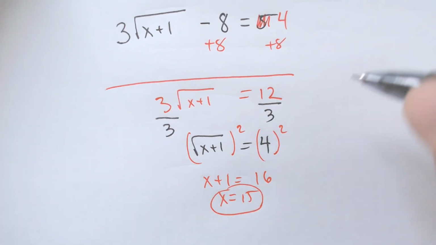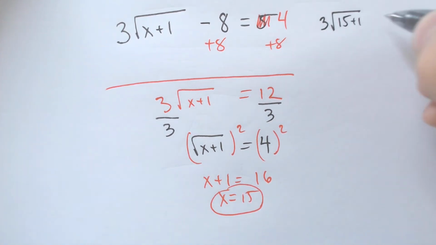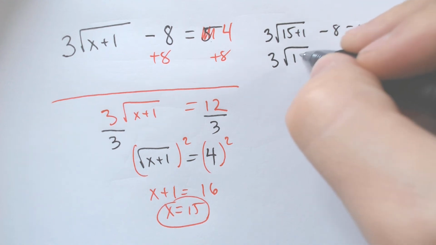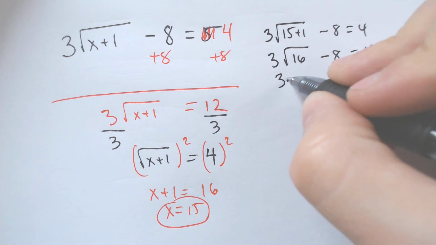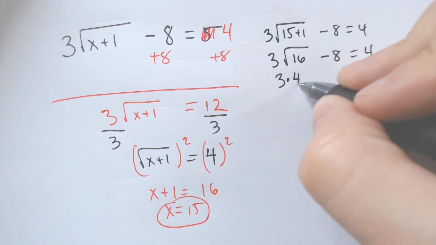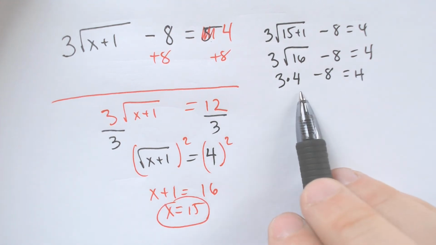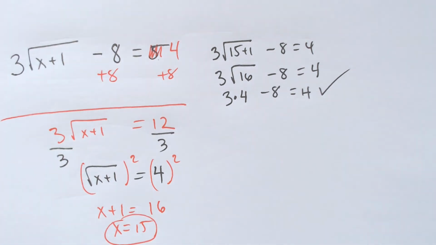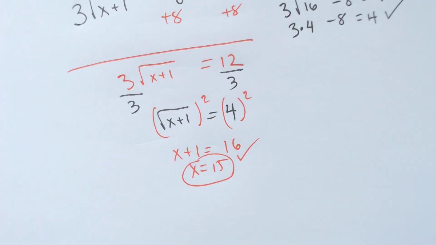Plug in the 15, see if it works out. We got 3 times the square root of 15 plus 1, minus 8, needs to equal 4 because I changed it. So if we do that, we get 3 times the square root of 16 minus 8 had better equal 4. Well, 3 times the square root of 16, which is 4, minus 8 does in fact equal 4, because that's 12 minus 8 equals 4. So that worked out. We win. We got an answer. It didn't equal no solution, and we're happy about it.